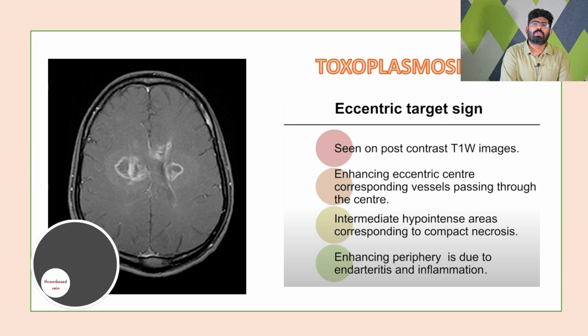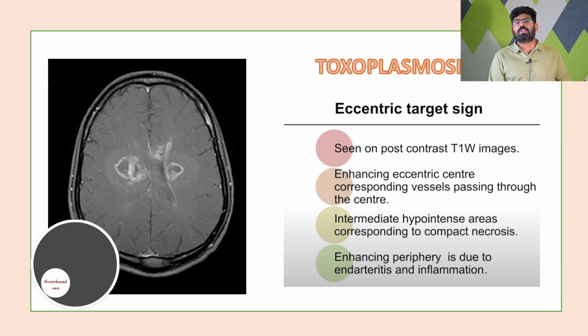So coming to the toxoplasmosis. So toxoplasmosis is associated with AIDS and in pregnant women, and there will be two signs which will differentiate it from the others. One is the eccentric target sign, one is the concentric target sign. So you should know which sign where to see.